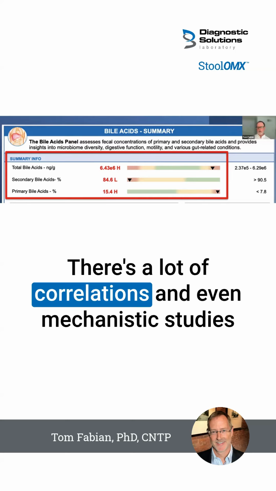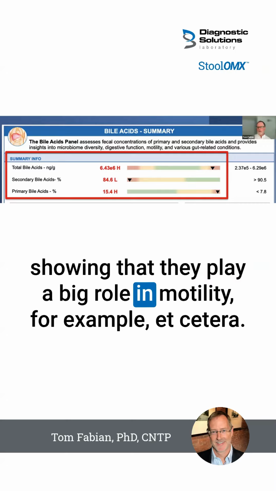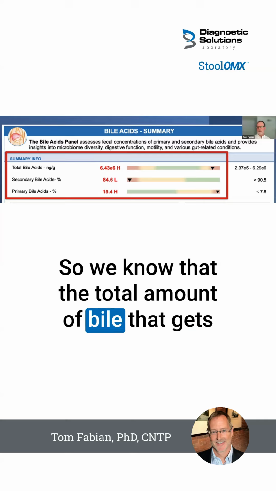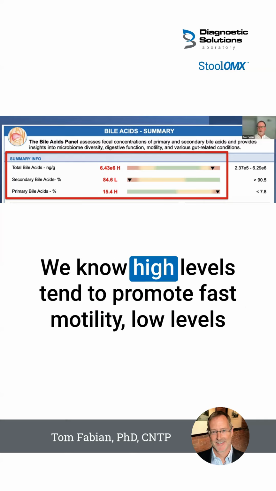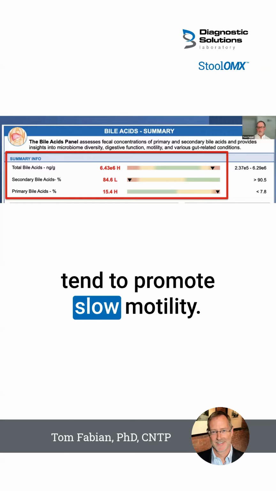There's a lot of correlations and even mechanistic studies showing that they play a big role in motility, for example, et cetera. So we know that the total amount of bile that gets into the colon is important, particularly for motility. We know high levels tend to promote fast motility. Low levels tend to promote slow motility.